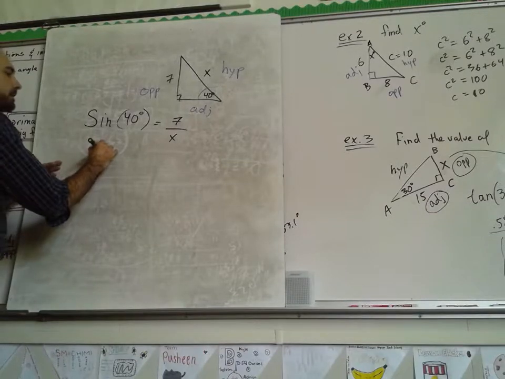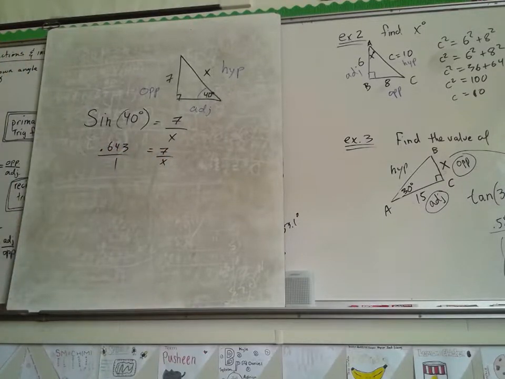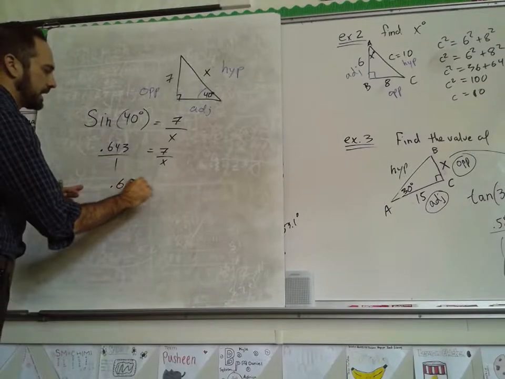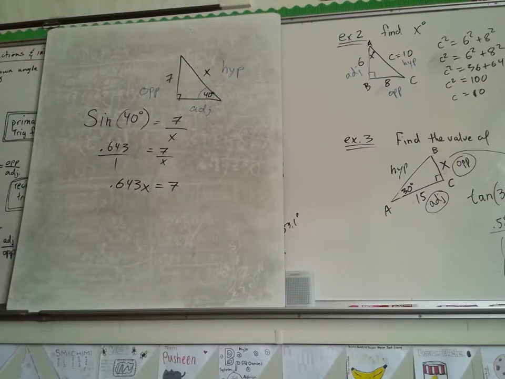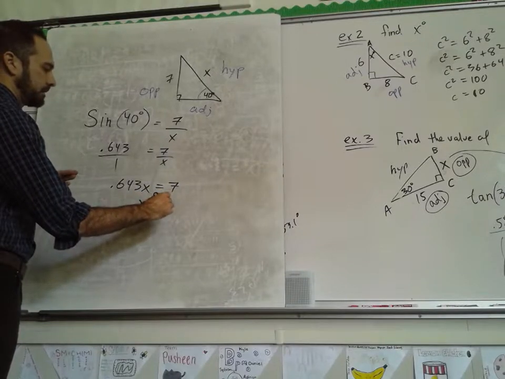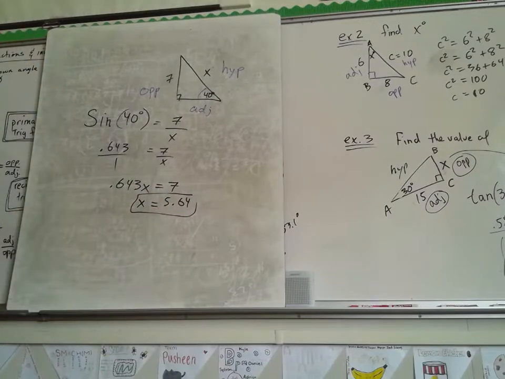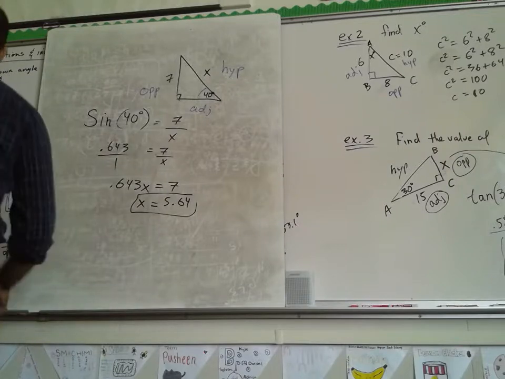0.643, because you round up. 7 over x. Throw that over 1. Cross multiply, we get 0.643x is equal to 7. Last step. When you divide it, it's going to be like 4 point something.